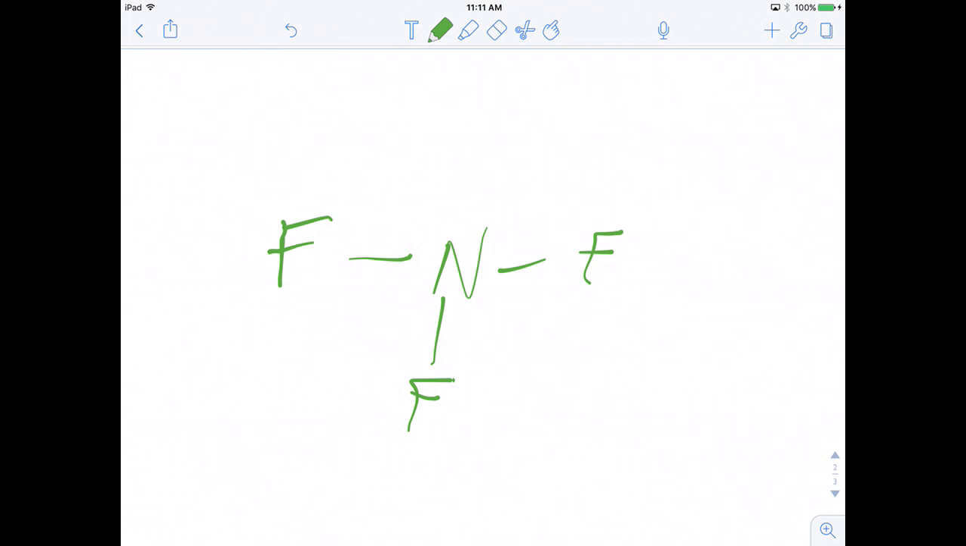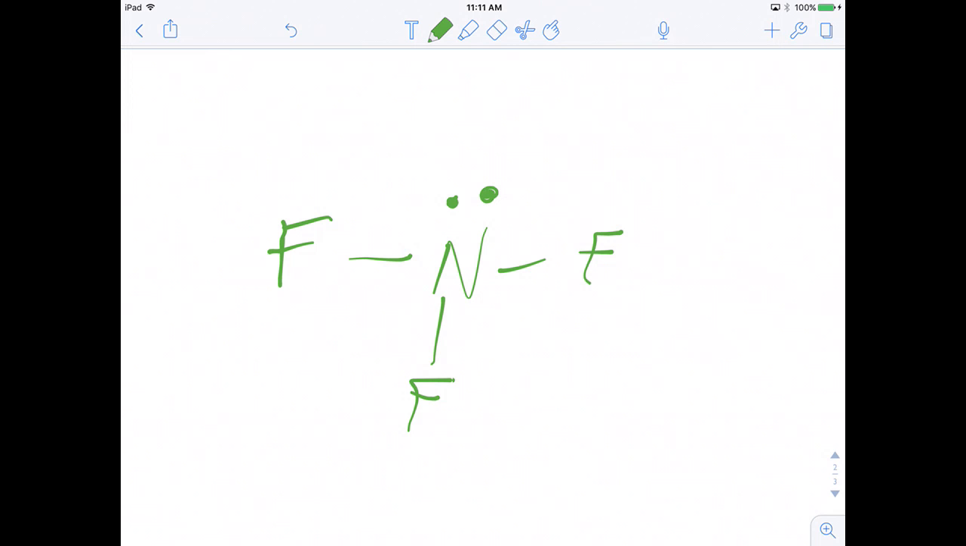What's this thing called? Nitrogen trifluoride. I have to express that there's a lone pair on nitrogen. That goes here. Count up the electrons: 2, 4, 6, 8 around nitrogen. The octet rule is being satisfied here, right? Nitrogen is bonded, and it has 8 electrons around it.